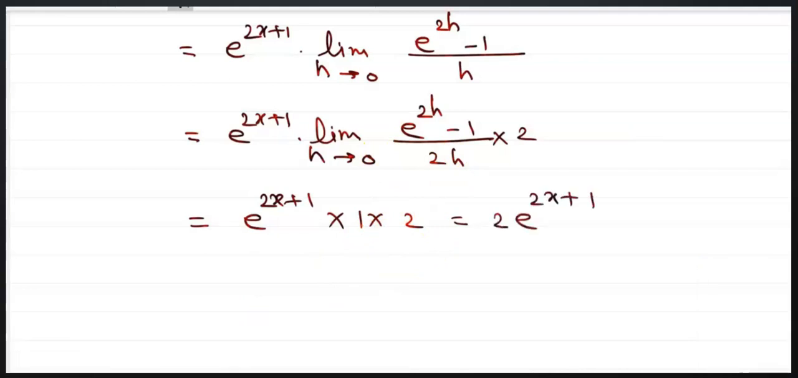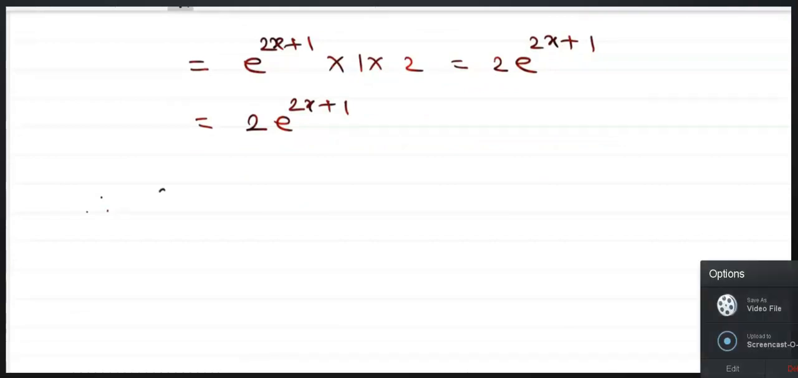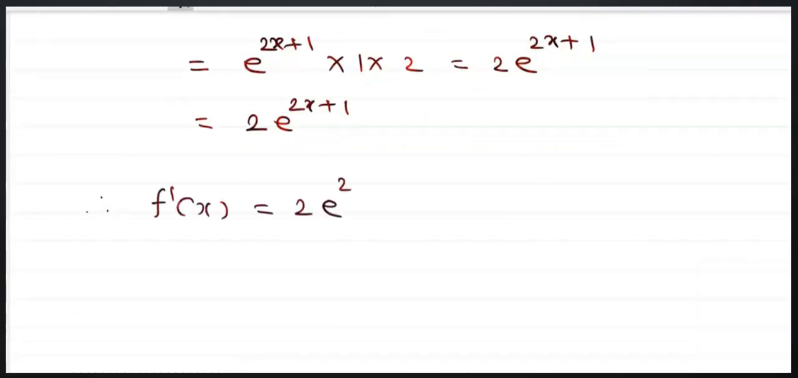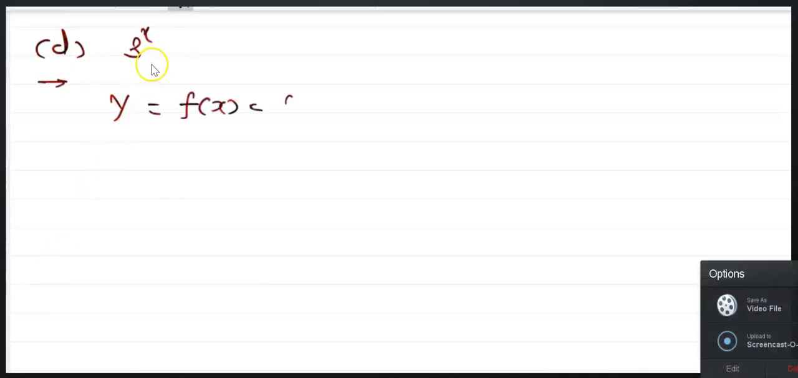This is the derivative. Therefore, the function's f dash is 2 e raised to 2x plus 1, that was the derivative. Now what is the derivative of 3 raised to x? What is the derivative of 3 raised to x? The derivative of 3 raised to x is 3 raised to x into log of 3.